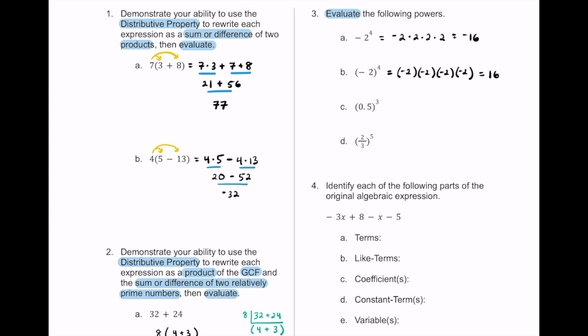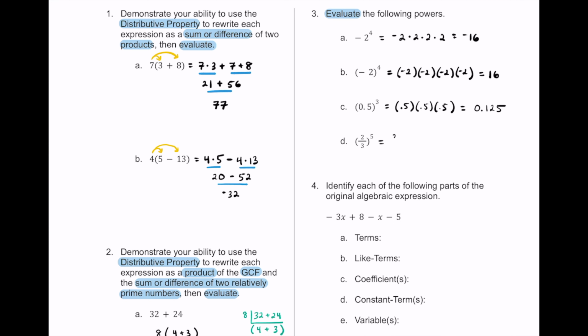For letter C here, we have 0.5 or 5/10 raised to the 3rd power. So that's really 0.5 times 0.5 times 0.5. Now, what is 5 times 5? Well, 5 times 5, that's going to be 25. And then 25 times 5 is 125. And how many decimal places are there? Well, there's 1, there's 2, and there's 3. So our answer here has got to be 0.125.